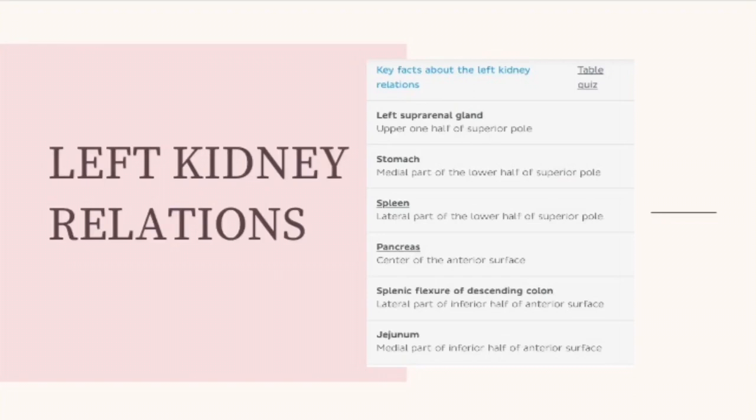The inferior portion of the superior pole contacts the peritoneum of the stomach and spleen, which is lateral. Just inferior to the stomach and spleen impression is where the left kidney directly contacts the pancreas. The lateral part of the inferior half of the anterior surface is directly associated with the left colic flexure, also known as the splenic flexure, and the descending colon. The medial part of the inferior half and the inferior pole are contacted by the peritoneum of the jejunum.